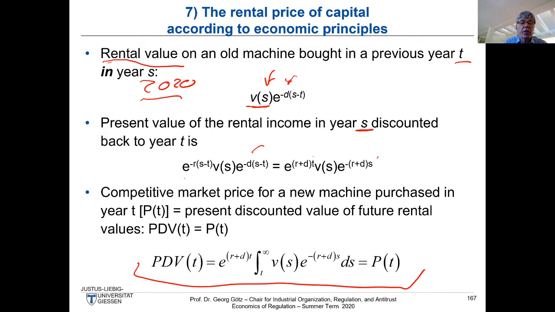That's just what we need here. Then what is a competitive market price for this new machine? So we buy that machine and it costs 10 million, and suppose this is year 2020, and we know from year 2020 on we will get an income stream V_s. This income stream changes over time. This rental value changes over time.